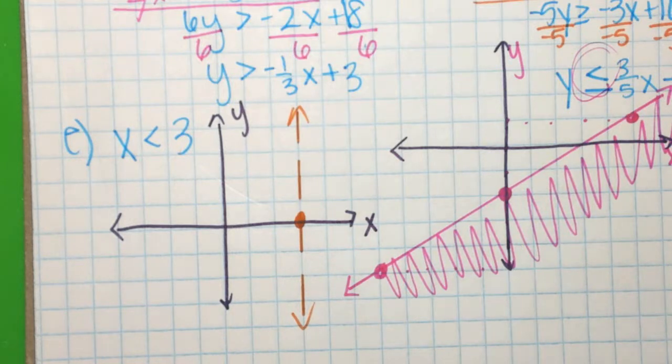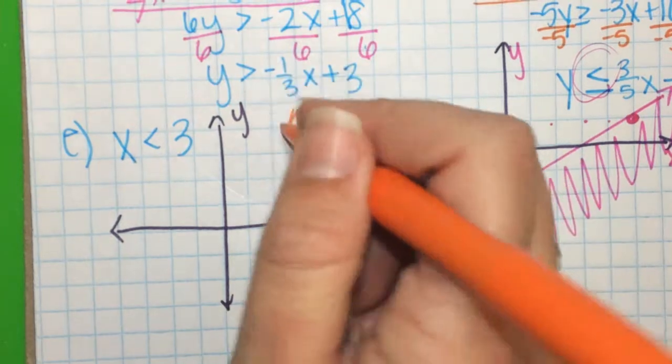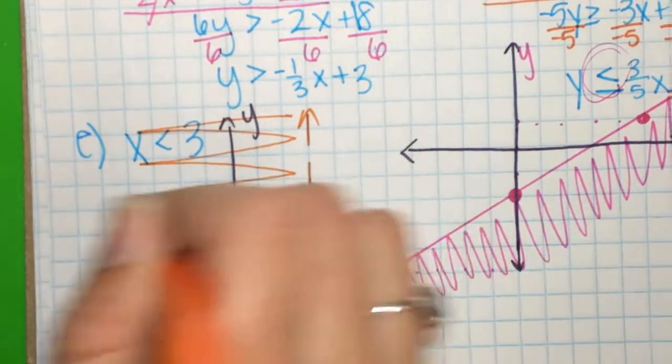Then we shade. Now, it's less than 3. So what numbers are less than 3? To the left or to the right? To the left. So you shade everything this way.